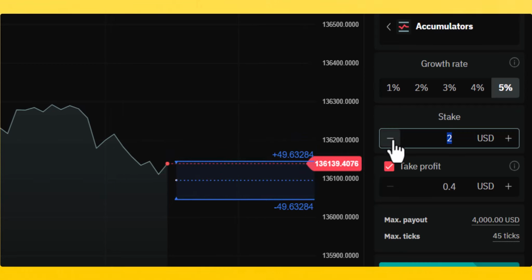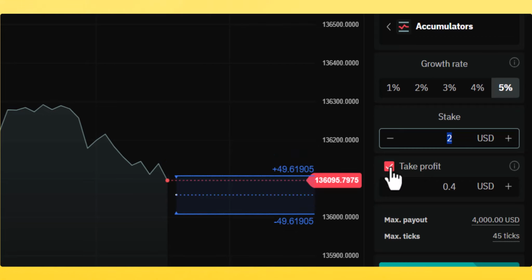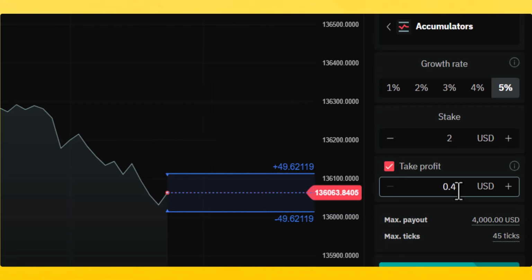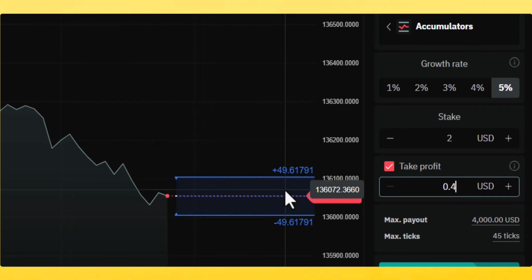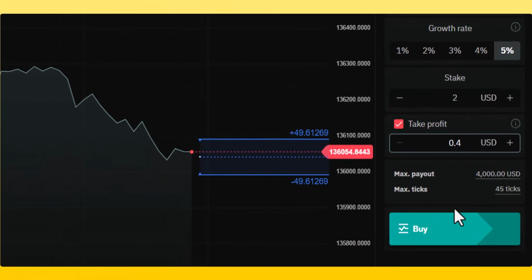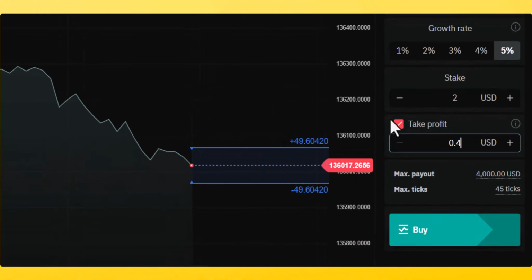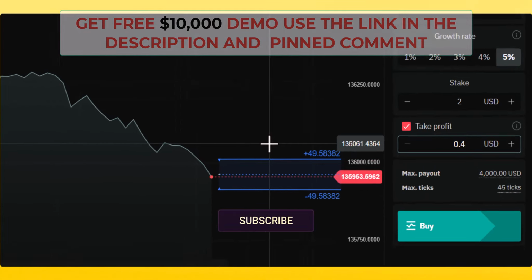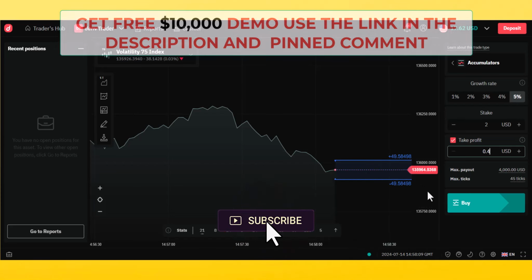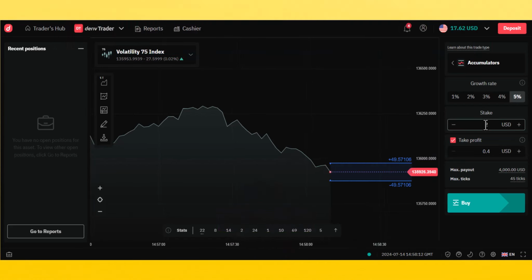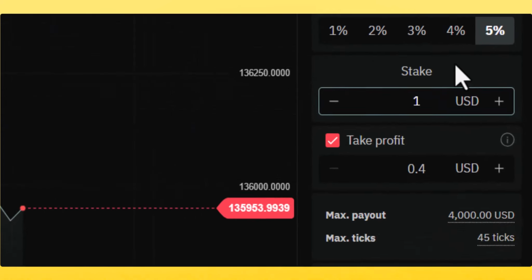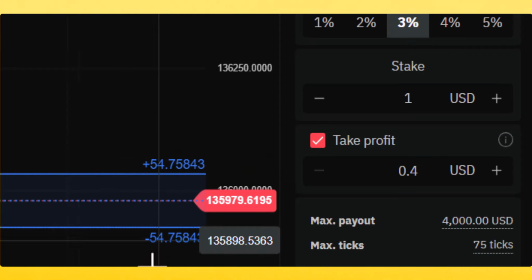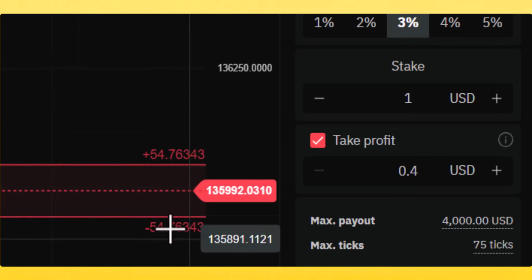So the minimum stake is $1. You can have a take profit, and you can set it so once it hits that take profit, it automatically closes the trade with you in profit. If you do not close it yourself manually, or it doesn't close with the take profit, and it hits any of the upper or the lower barrier at a touch or a breach, you're going to lose the initial stake. All right, so let's begin with $1 and an average growth of 3%. So we have 54 plus and 54 minus on the upper and the lower barriers.